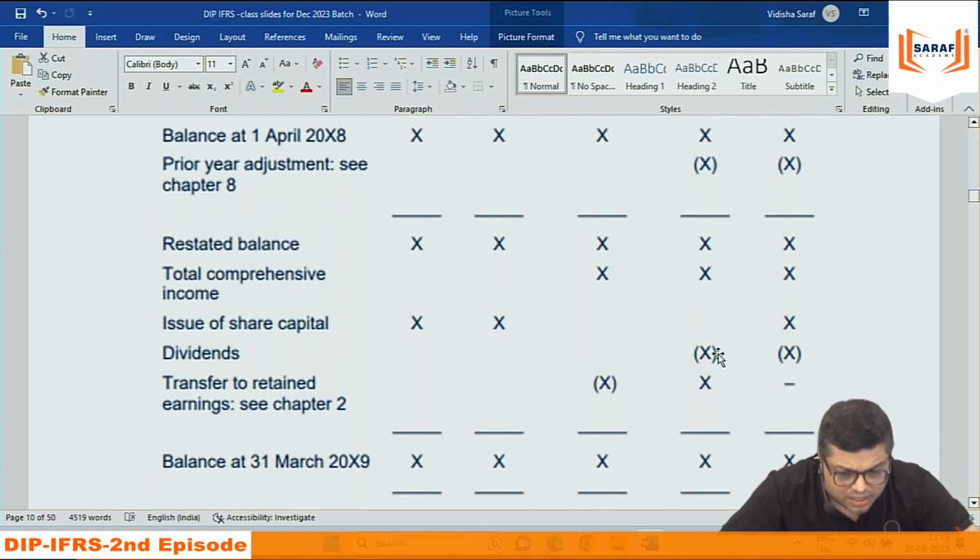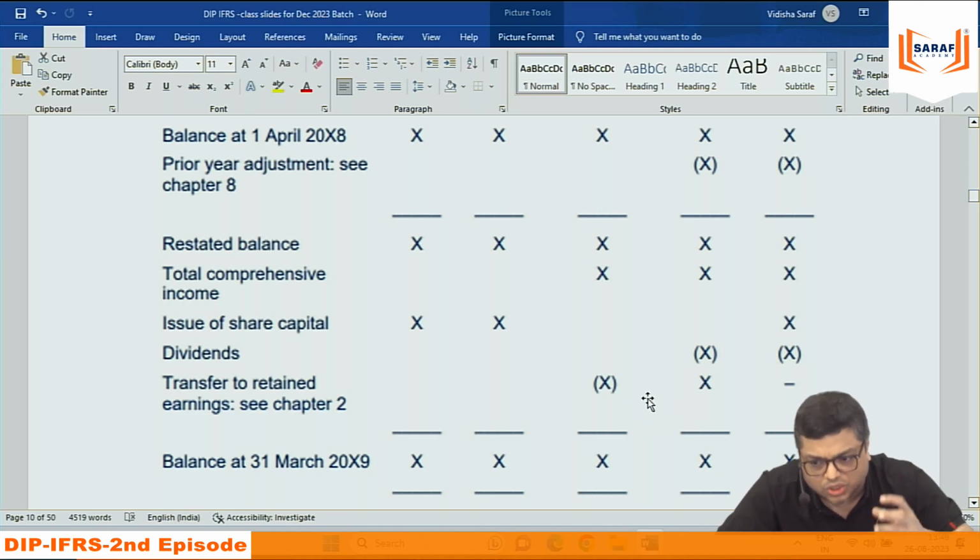Now this dividend, after deducting from here, you are getting retained earnings. That is the closing retained earning. You will say, sir, what is this? I have not explained this one properly. Slightly I said in the last class, but I have not explained.